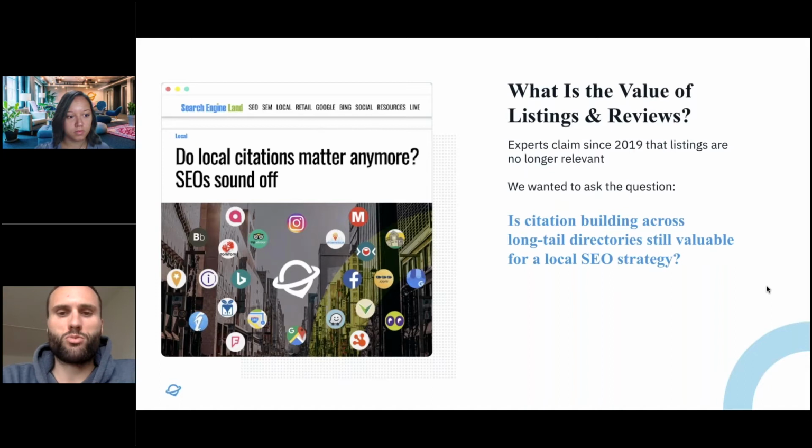We approached this with the question of: is citation building across long tail directories, so many different directories, review sites, search engines, all that type of goodness, still valuable for a local SEO strategy? That's the big question we wanted to ask and answer, because we wanted to know whether there is still this performance element, and whether it's still valid in terms of that listings conversation, but also we'll go into how that impacts reviews as well.